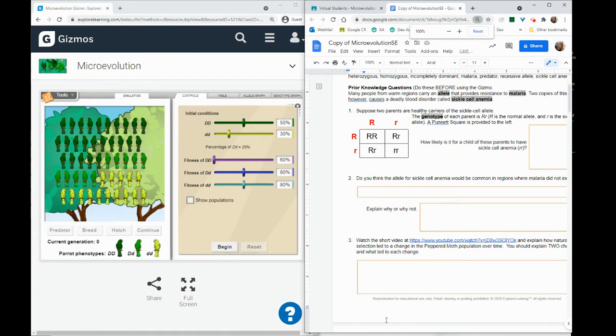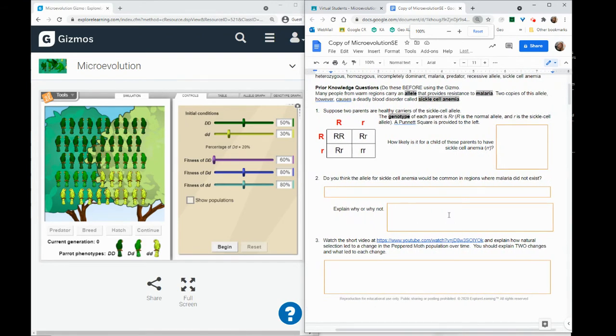They have a normal shaped red blood cell while also being resistant to malaria, meaning they're more likely to survive than their peers, because their peers were dying from malaria at high rates. But these people that have one big R and one little r allele were able to survive the malaria.